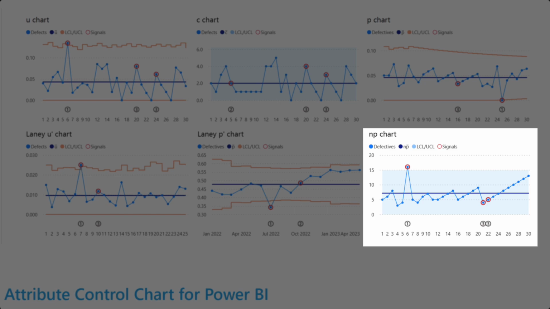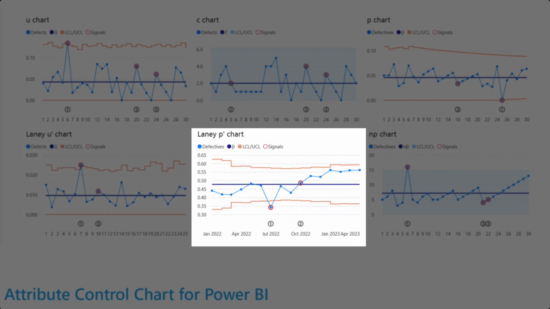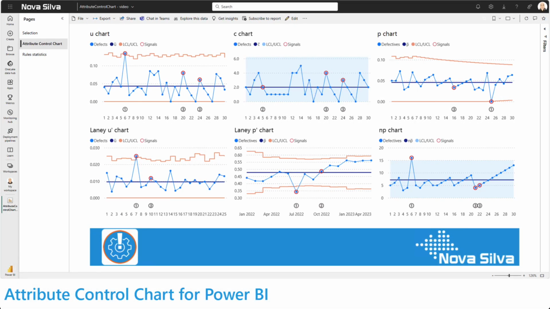When you have large sample sizes, you could face over or under dispersion. Then you probably need one of the following Laney charts. The Laney U chart. This is a modified version of the U chart. And the Laney P chart, which is a modified version of the P chart. All these charts support the same features, they just apply a slightly different calculation to determine the control limits.